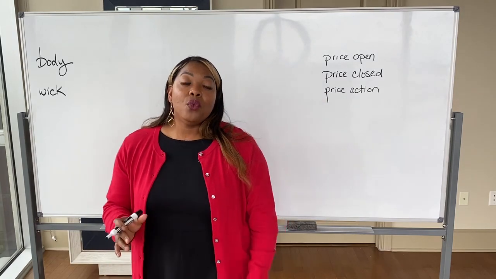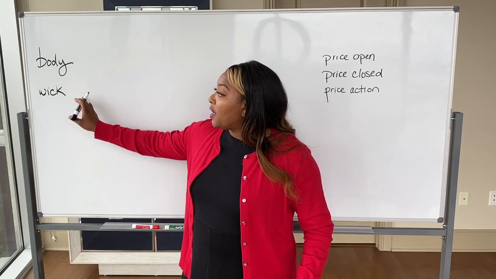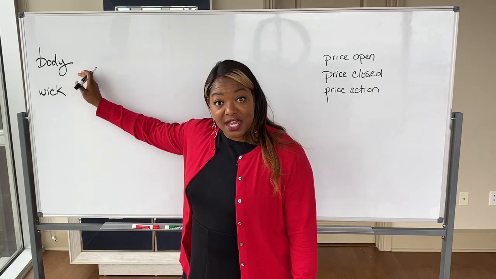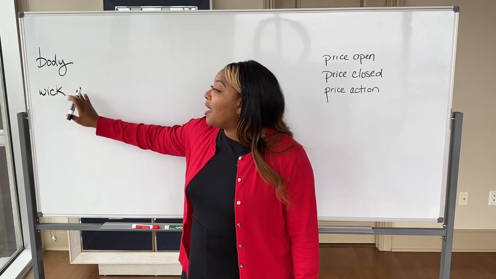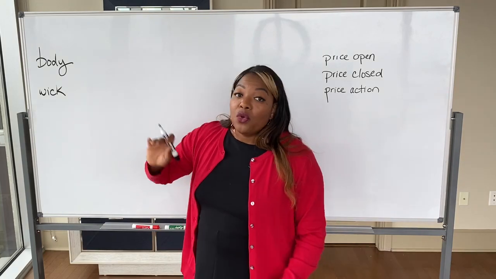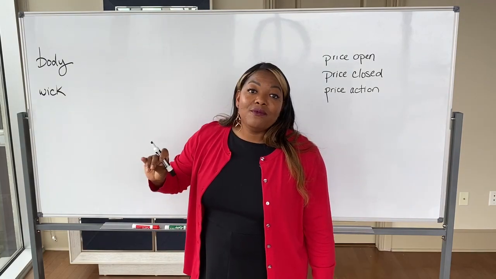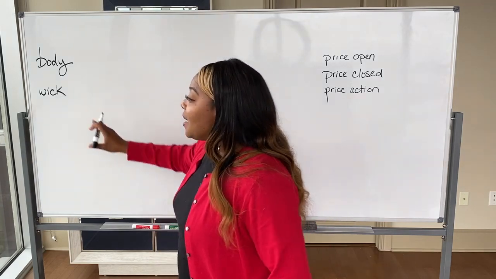Then you have, well, what are the parts of a candle? There are two big parts that are important. One of those parts is the body of the candle, and we'll talk about that in a second, and then you have the wick. The wick is going to be that price action piece: where did price go throughout that time frame, but maybe it didn't end there? So let's talk first about this body and the wick.